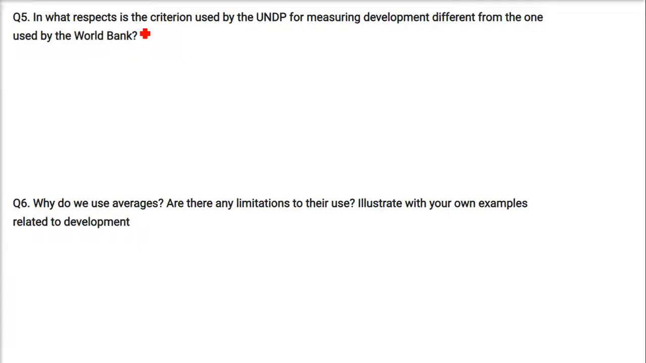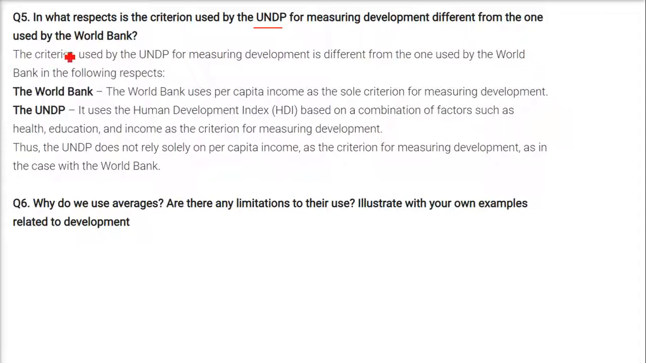In what respect is the criterion used by UNDP for measuring development different from the one which we just saw by the World Bank? Now, the criteria used by the UNDP for measuring development is different from World Bank, because World Bank only uses the per capita income. But here UNDP uses something else also.